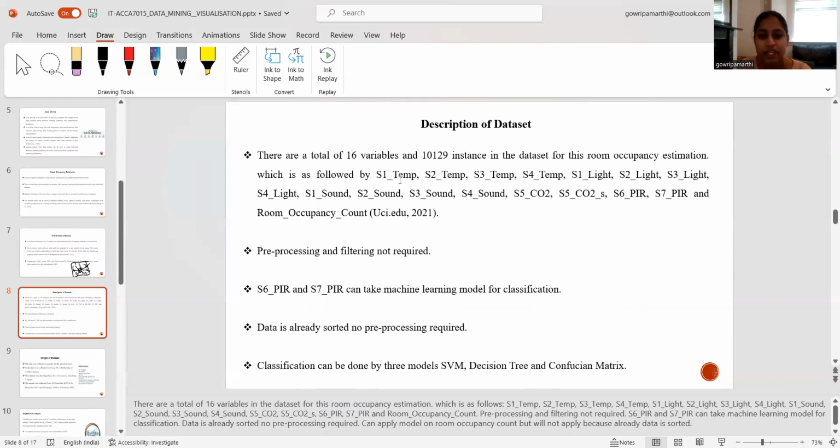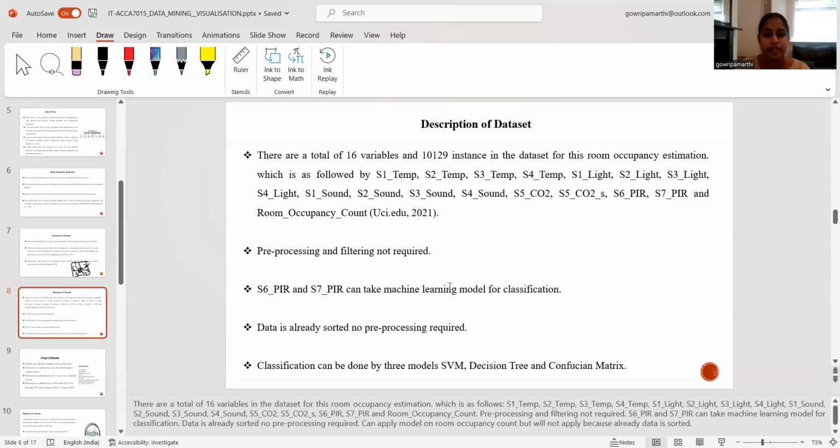Based on the classification, it is again divided into subsets: S1 temperature, S2 temperature, S3 temperature, and S4 temperature. Similarly, S1 to S4 light and S1 to S4 sound. Here, CO2 S5, PIR S6 and PIR S7. These are the columns in that particular data. Finally, the room occupancy count, how many people are in the room.